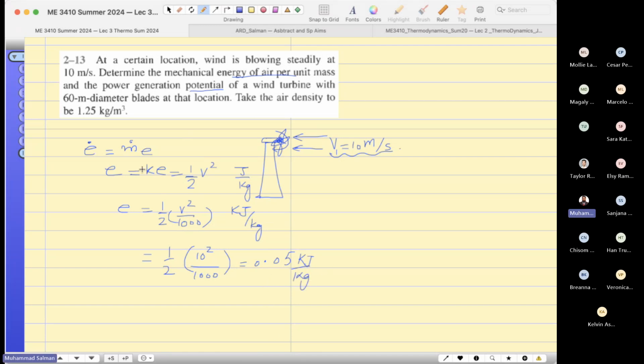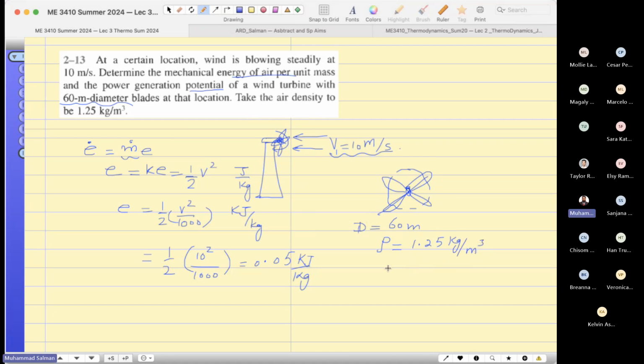And then the next thing is, look, how do you find the mass flow rate of the stream? We have been given the diameter of the blades. The diameter gives the projection area. The diameter is given as 60 meters, quite big. And the air density is given as 1.25 kilograms per meter cubed.